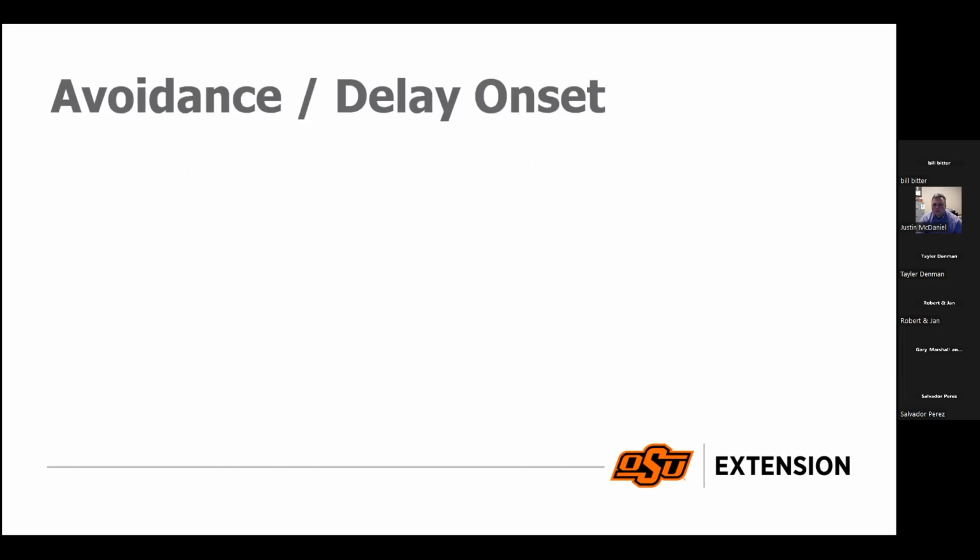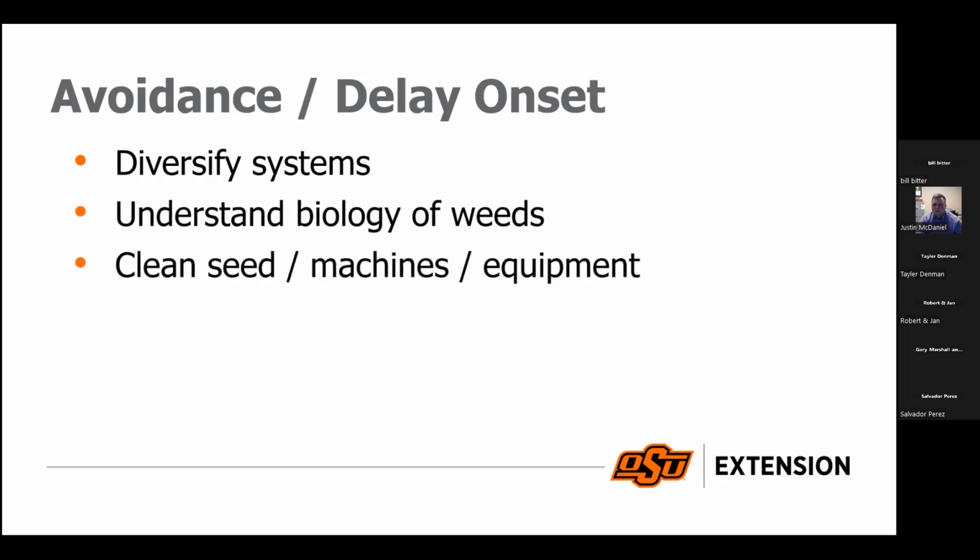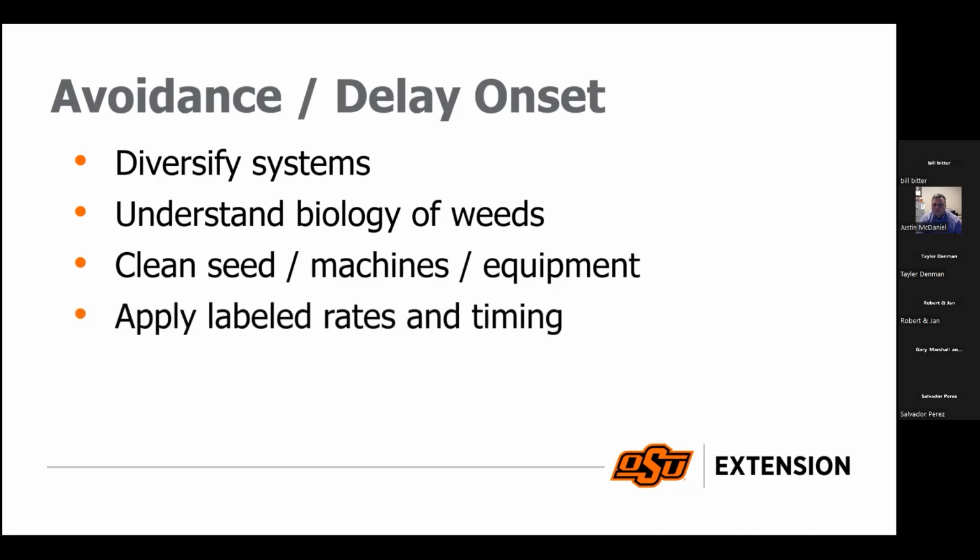Ways to try to help avoid or delay onset. Obviously, ideally, you would try to avoid herbicide resistance. But again, using multiple tools in your toolbox, understand the biology of your weeds, making sure you're timing it correctly, determining if you need a single year or multi-year approach for different types of weeds. Make sure you clean all of your equipment and avoid bringing weeds into your property.